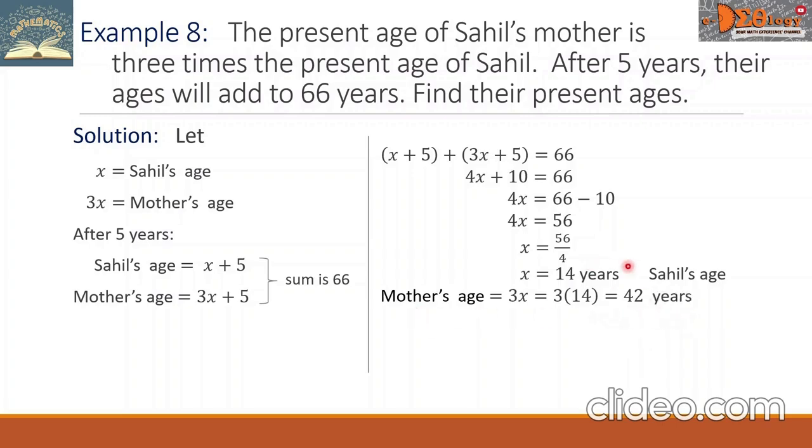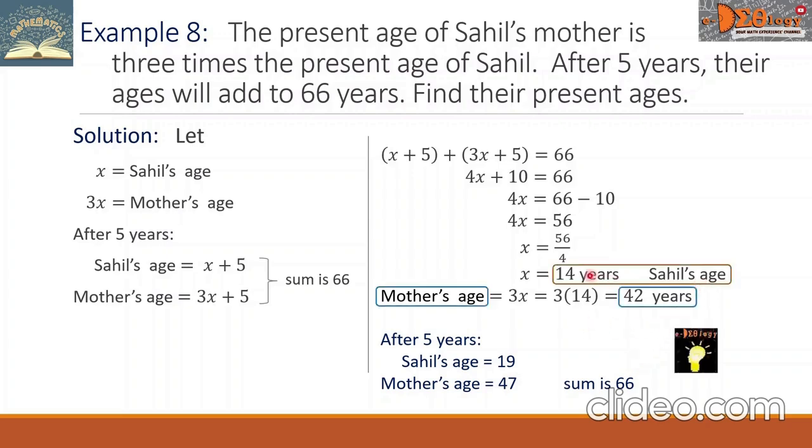Just to check if the answers are correct, let us check the situation after 5 years. Remember that today Sahil is 14. That means after 5 years, she will be 19. What about mother? Today, she is 42, and after 5 years, she will be 47. Now take note, when we add the two numbers here, the sum is 66. So our final answer, Sahil is 14, while mother is 42.